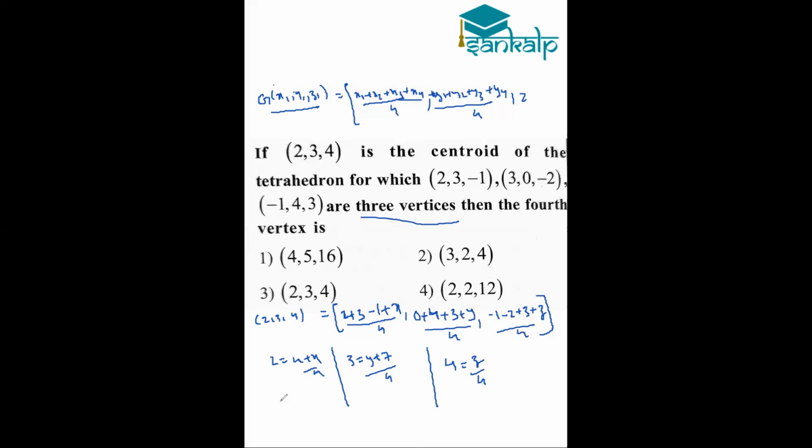So on simplifying, we get x is equal to 8 minus 4, which is equal to 4. y is equal to 4 times 3 is 12, and 12 minus 7 is equal to 5, and z will be equal to 16. So the coordinates are 4, 5 and 16. These are the coordinates of the missing vertex. Option 1 is the right option.